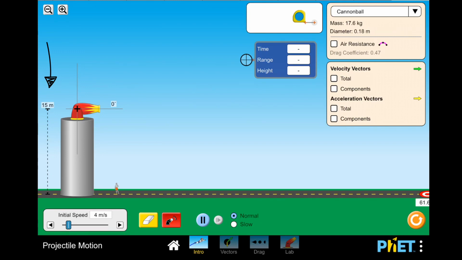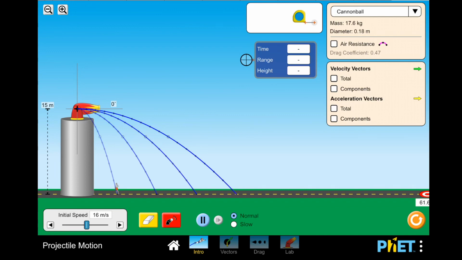We start with the initial horizontal velocity of 4 meters per second. That is its trajectory. Now we increase its initial speed to 8 meters per second, and let's see what happens. Now from 8, let's increase that to 12 meters per second. This time, let's increase that to 16 meters per second. And lastly, let's change the initial horizontal velocity to 20 meters per second.